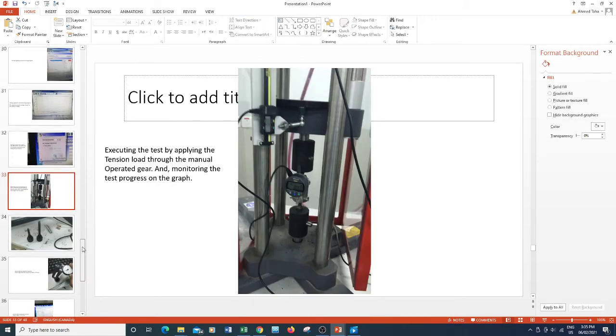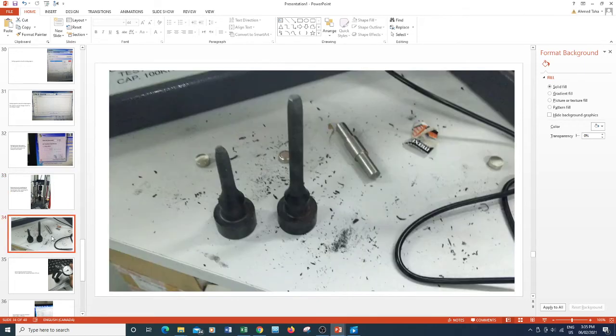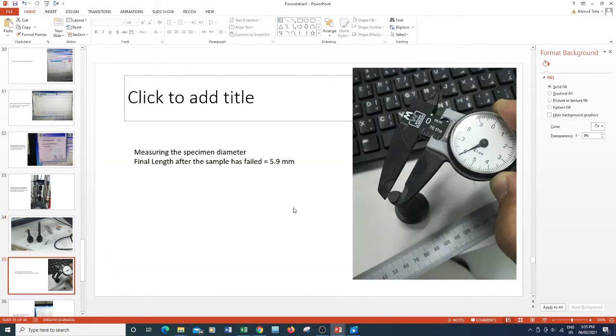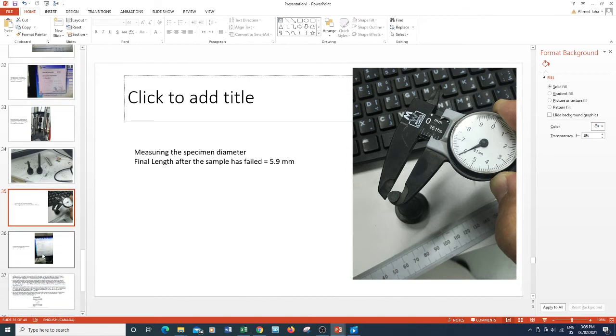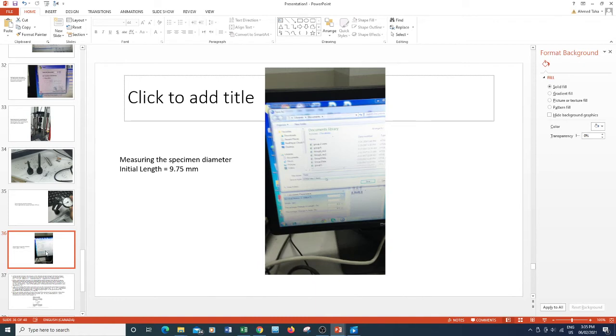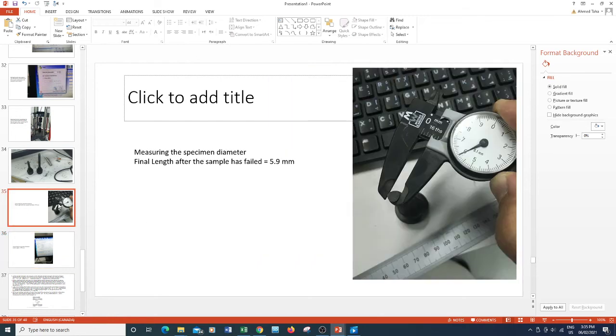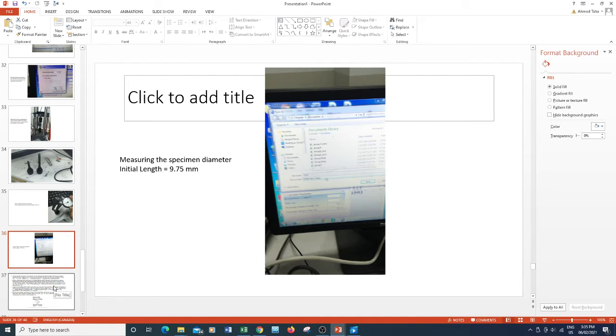This video has shown the test itself. Now the sample has broken down into two pieces, and here we have measured the final diameter, which was 5.9 millimeter at failure. Now we are going to measure the specimen diameter. The specimen diameter in the beginning was 9.75, and at the end at failure is 5.9. Then we take the data from the system, from the computer.